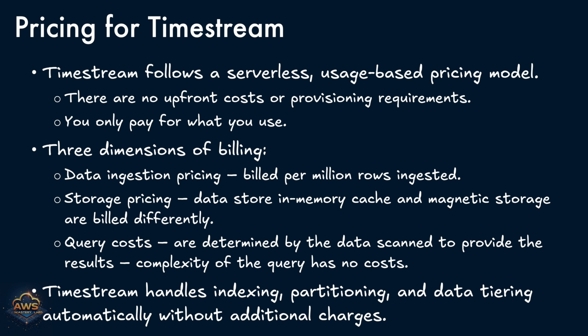Next, there's the cost of storage, which depends on the tier where your data resides. Timestream automatically stores recent data in a fast, in-memory store, which is priced at a premium because it supports low-latency, real-time queries. As data ages, it transitions to a more cost-efficient magnetic store, designed for historical analysis and long-term retention. You can configure the retention policy based on your use case, balancing performance and cost by keeping hot data in memory only as long as you need it.